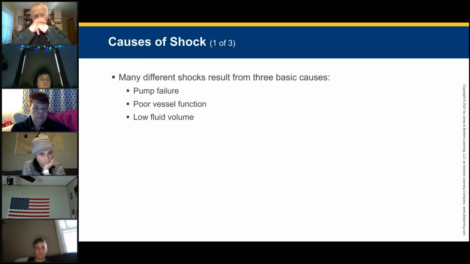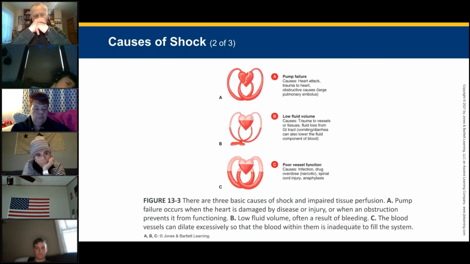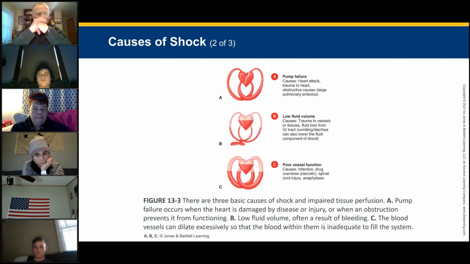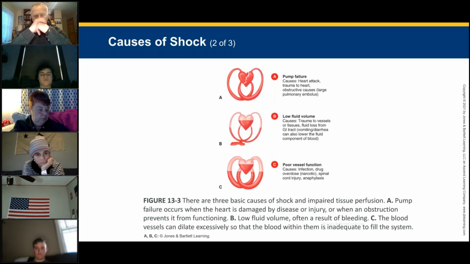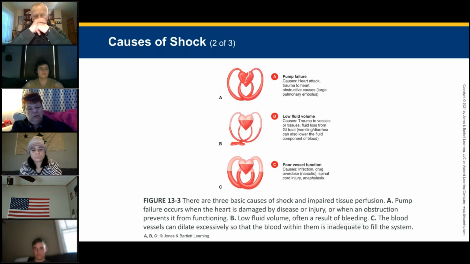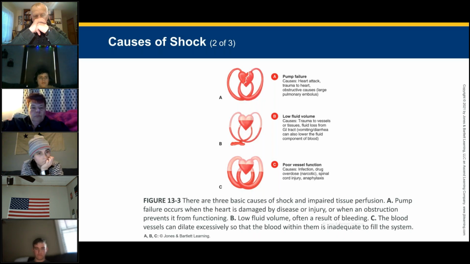So there's many different types of shock that result from three basic causes: pump failure, poor vessel function, and low fluid volume. So here you can see the first cause, pump failure. It can be caused by heart attacks, trauma to the heart, or obstructive causes like a large pulmonary embolus. Low fluid volume can be caused by trauma to the vessels or tissues, fluid loss from the GI tract, such as vomiting or diarrhea, and it can also lower the fluid component of the blood. Poor vessel function can be caused by infection, drug overdose, spinal cord injury, or anaphylaxis.